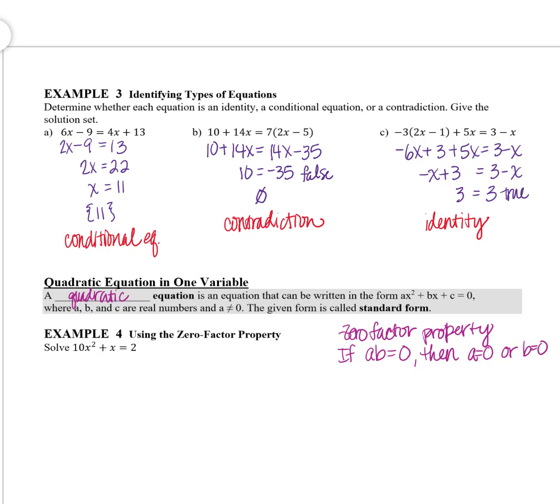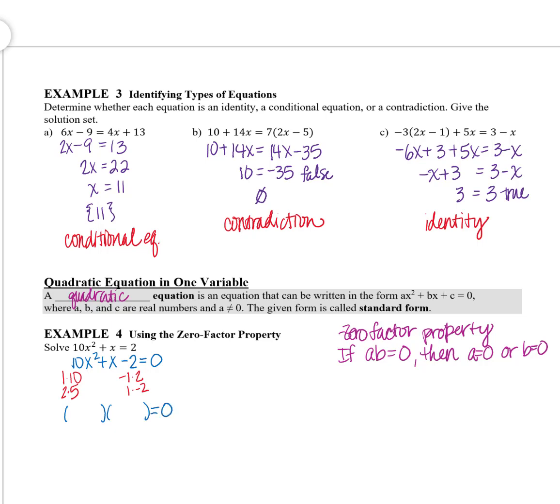The first step is to get everything equal to 0. We want to write it in standard form. So to do that, I need to subtract the 2 from both sides. And then if I want to get this into factored form, I'm going to use the trial and error method. I can write down factors of 10, and then factors of negative 2, and then we just keep trying different factors until something works. So this is by trial and error.